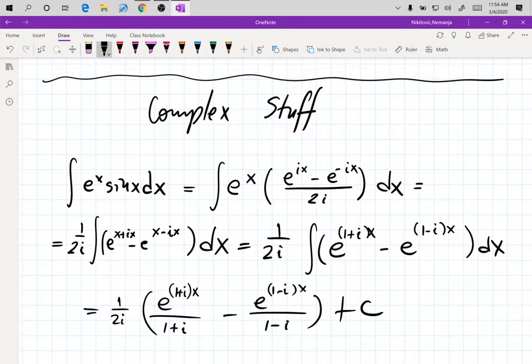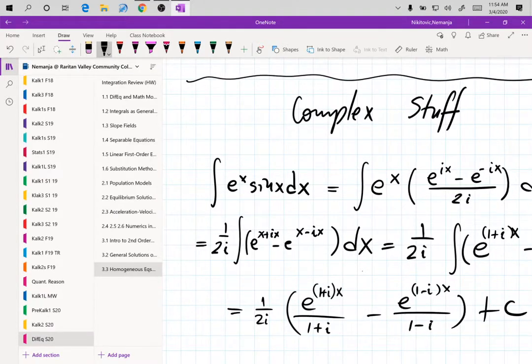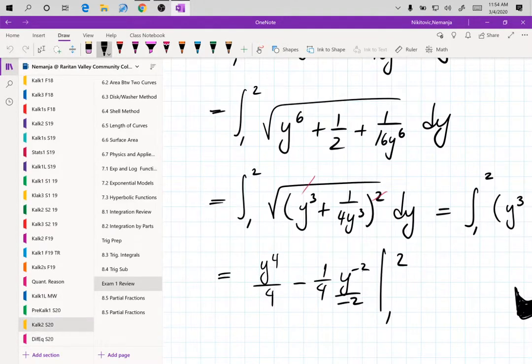I did basic algebra and basic integration. In Calc 2 for this problem, well, here, I can actually show the Calc 2. We go into integration by parts.